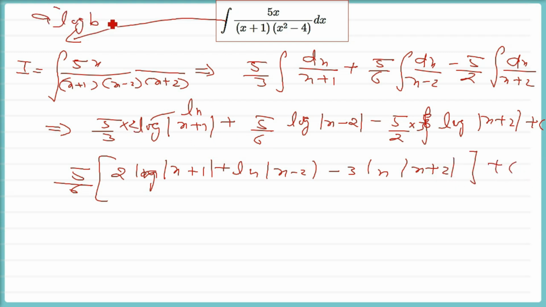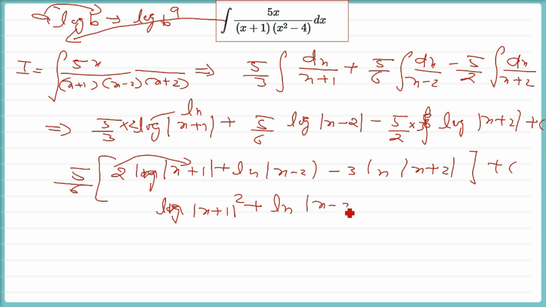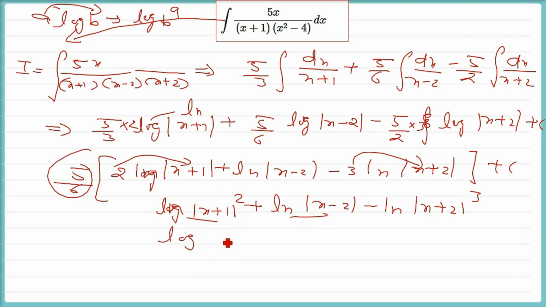So a log b equals log b to the power a. Now this goes to the power. So this will be ln of x plus 1 whole square plus ln modulus of x minus 2. There will be no change here. But in the third term, the x plus 2 will gain a power 3 from the number which is in front of ln. Now what is log a plus log b? Log a into b. What is log a minus log b? Log a by b. So first you can take this x plus 1 whole square into x minus 2, and then you can have a subtraction. So x plus 2 comes in the denominator.